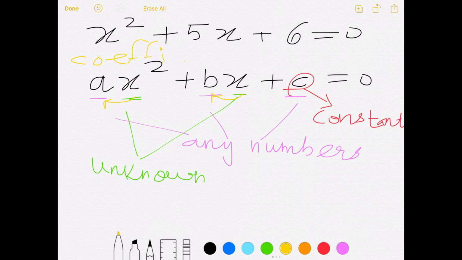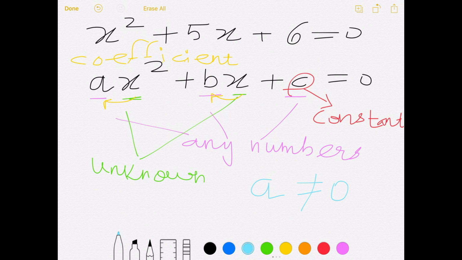So these were the basics of a quadratic equation. a is the coefficient of x square, b is the coefficient of x, c is known as a constant, where a, b and c can be any numbers, and x is the unknown. And one condition necessary is that a cannot be equal to 0. Okay, so these are the basics of a quadratic equation.